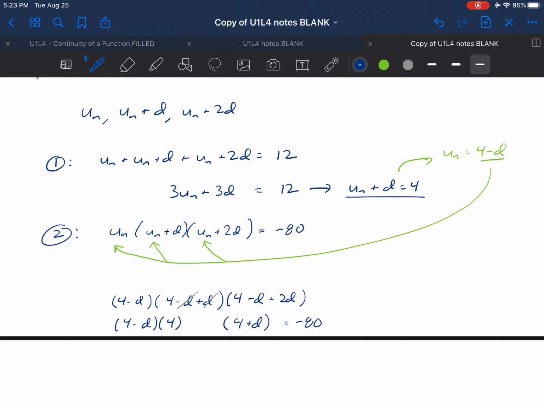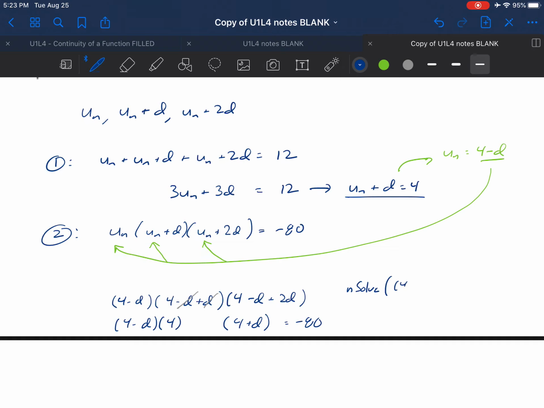So now I've got an equation with just one variable, d. What I would do is take my calculator and nSolve this. I'll write the text that I would use. So I'm going to say nSolve.